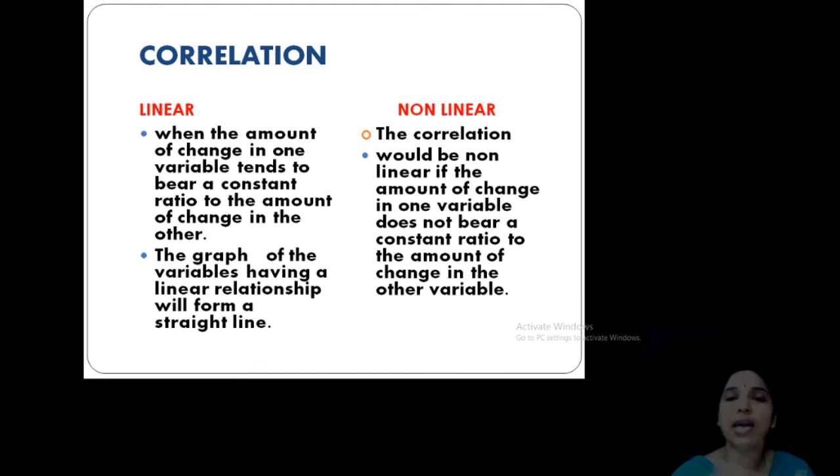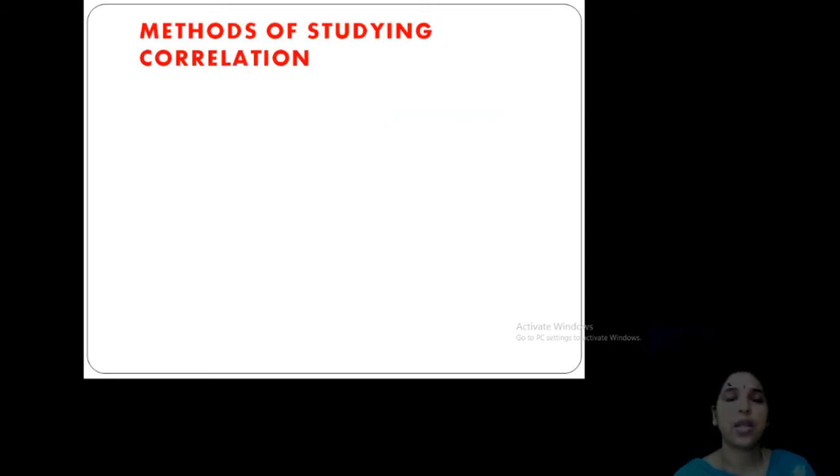Then what is linear and non-linear? When the amount of change in one variable tends to bear a constant ratio to the amount of change in the other variable. When you consider two variables, both will move in a particular ratio, one increasing and the other increasing in the same proportion. When you draw a graph, you will get a straight line. But in non-linear, they will never go in proportion. That is non-linear correlation. Okay. So we studied positive, negative, partial, multiple, simple, linear and non-linear types.